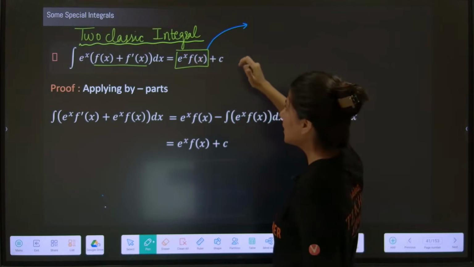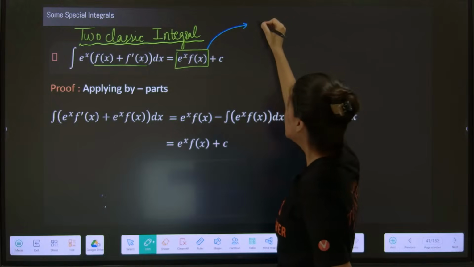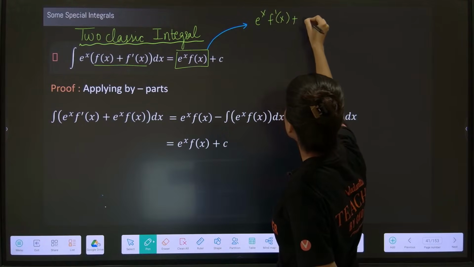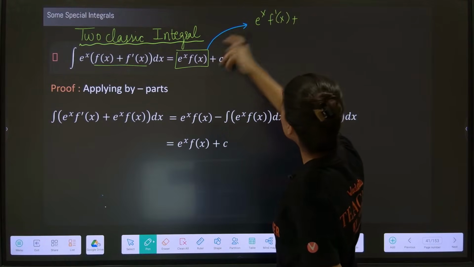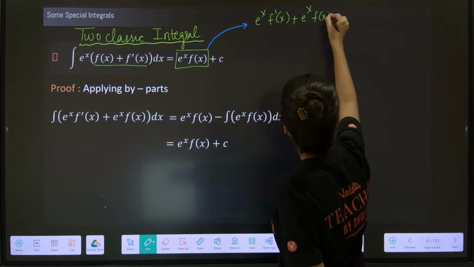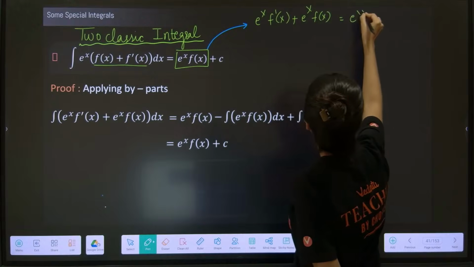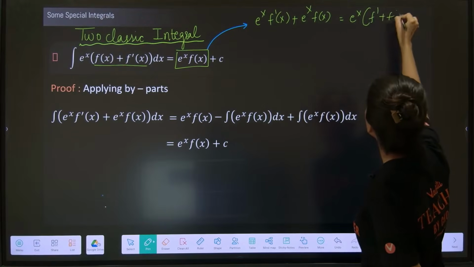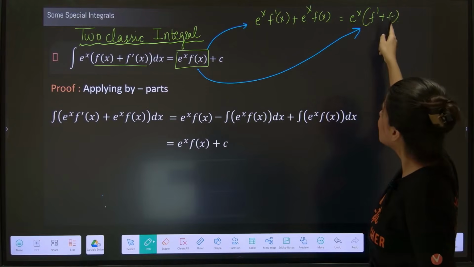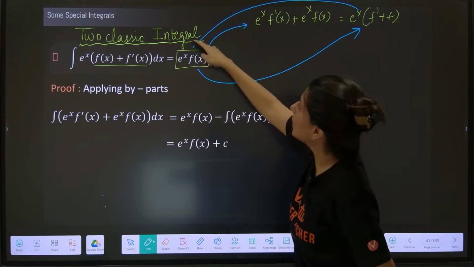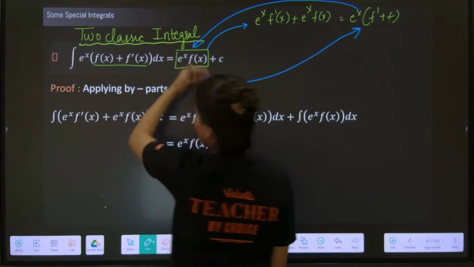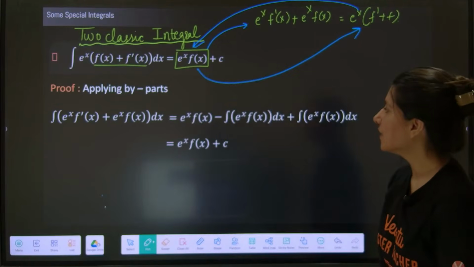How will you differentiate this? Product rule: first function constant, differentiation of second, plus first function's derivative with the second kept constant. So e power x derivative is anyway e power x, and this time f(x) will be kept constant. That means e power x f dash plus f. So the derivative of this is e power x (f dash plus f), so integration of e power x (f plus f dash) is e power x into f.